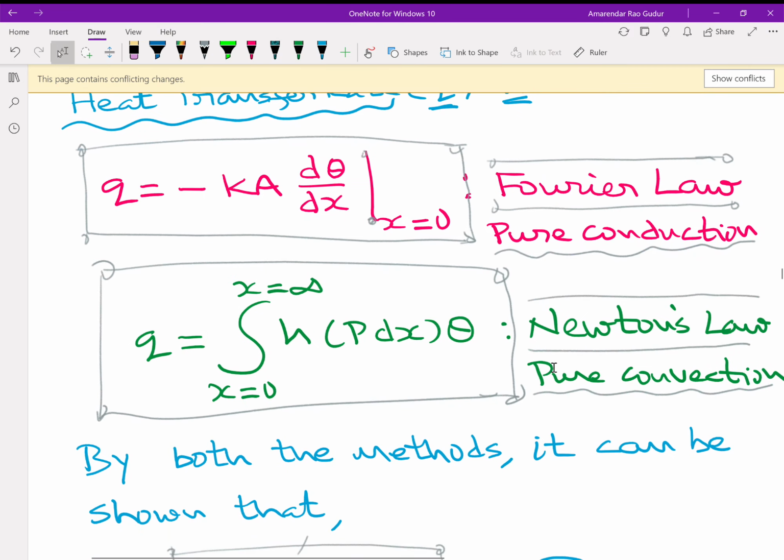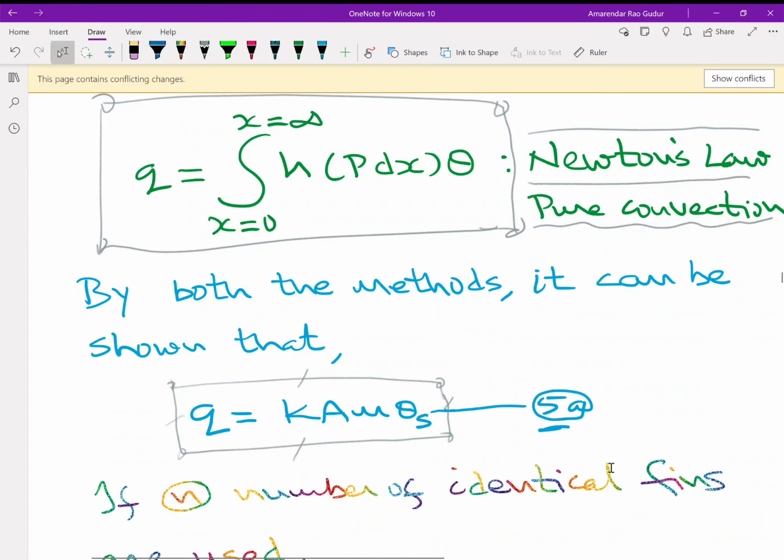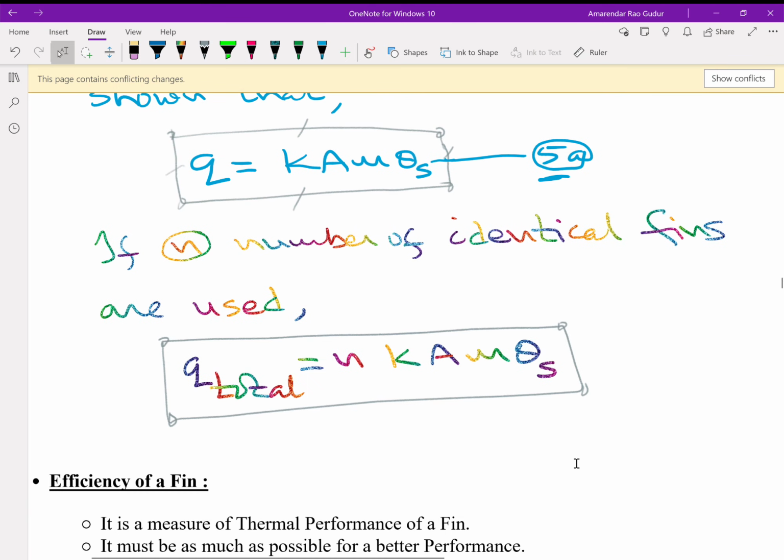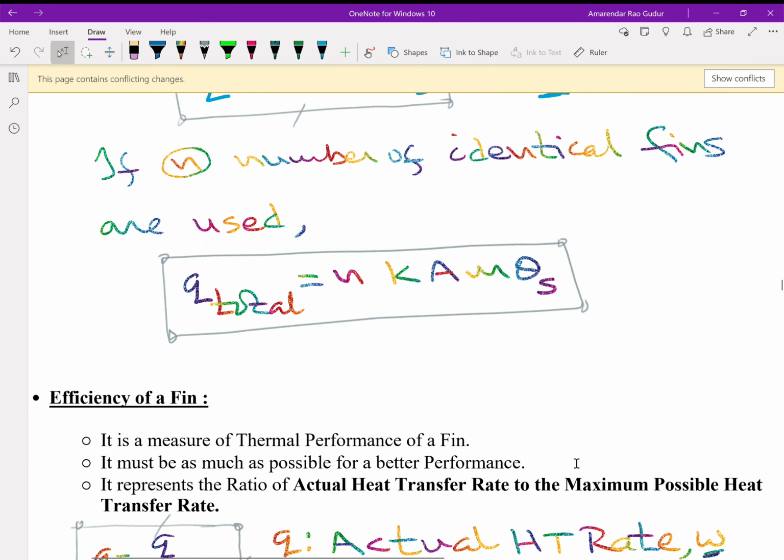This can be done by using either Fourier's law, that is, the heat transfer rate is pure conduction at the surface, or Newton's law, which is going to be 100% convection over the surface. By both these methods, one can realize that the heat transfer rate from the fin will be √(hPkA) θs. If you are using a number of similar fins, then the total heat transfer rate would be n times √(hPkA) θs, where n is an integer.